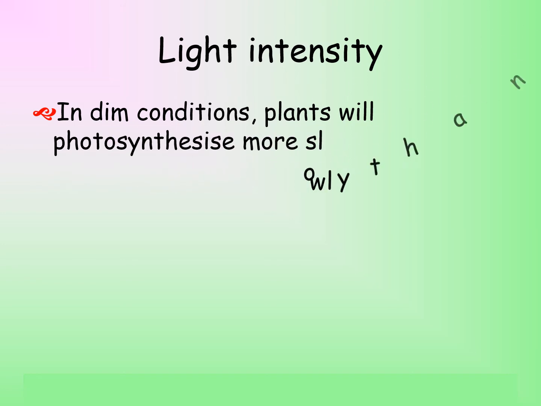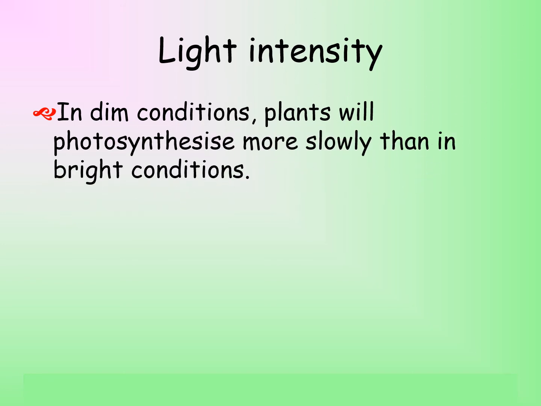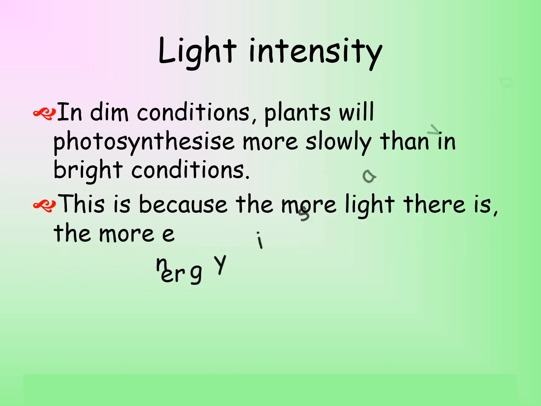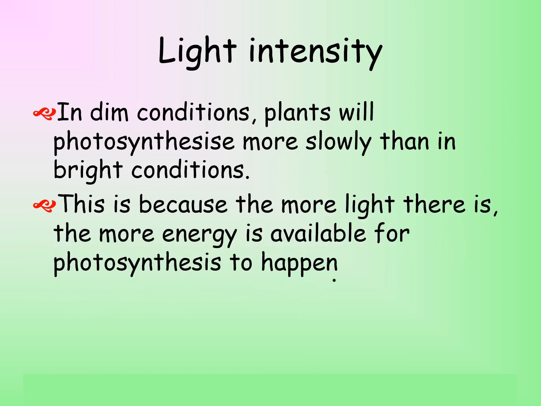So light intensity, in dim conditions, plants will photosynthesize more slowly than in bright conditions. This is because the more light there is, the more energy is available for photosynthesis to happen. So the more photolysis is going to happen, the more we split the water and the more ATP produced.